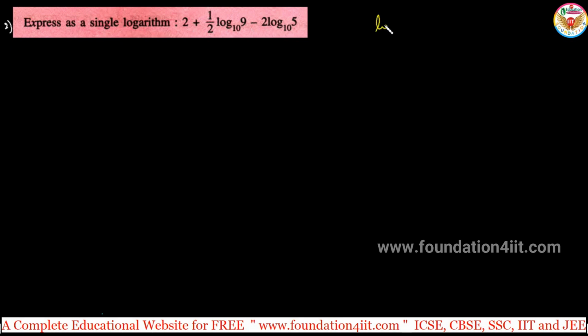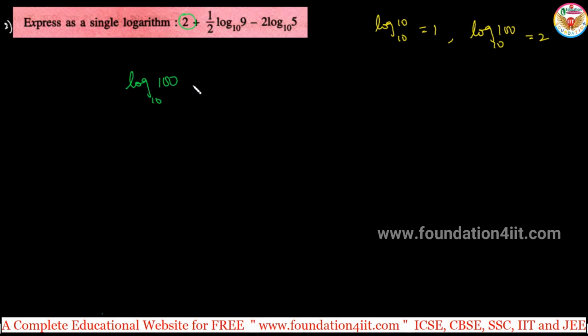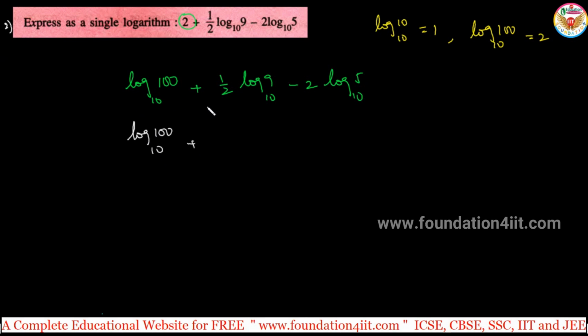We already discussed previously that log 10 to the base 10 is 1 and log 100 to the base 10 is equal to 2. So instead of 2 we can write log 100 to the base 10 in this place, because the other terms are in logarithmic form. So instead of this 2 we write log 100 to the base 10 plus 1 by 2 log 9 to the base 10 minus 2 log 5 to the base 10.